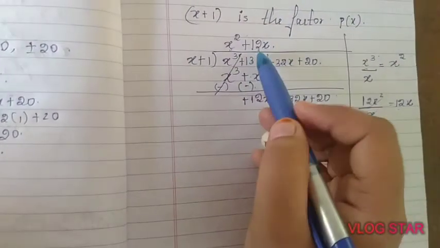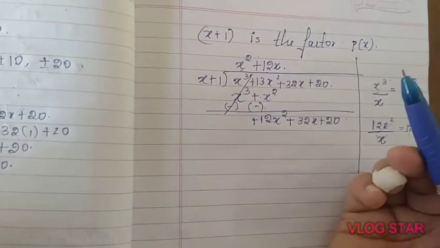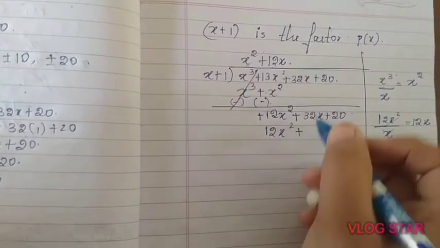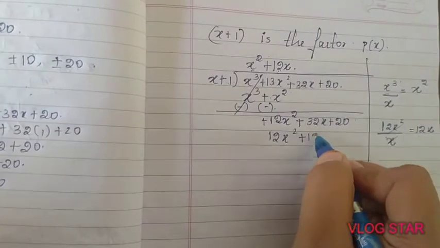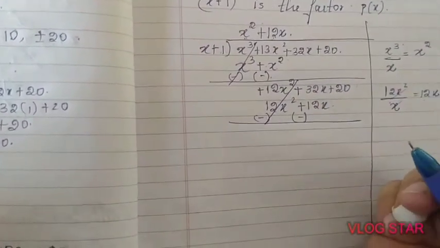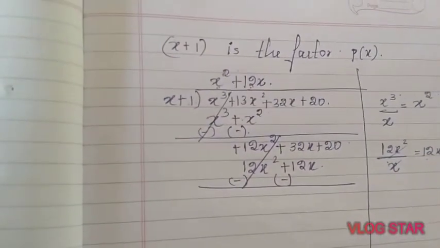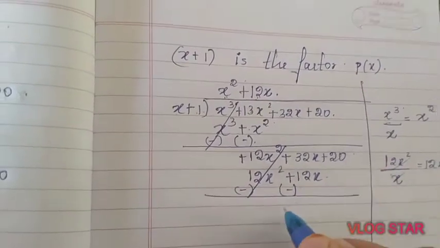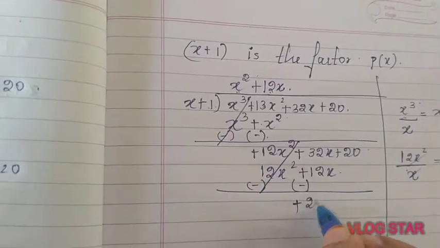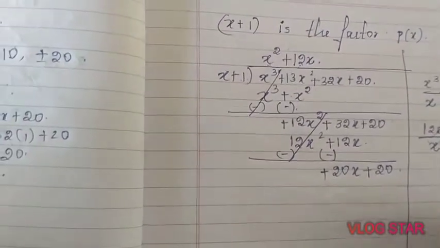Okay. So now second term of the quotient multiplied by the first and second term of the divisor. So 12x into x is nothing but 12x square, and 12x into 1 is nothing but 12x, right? So now you have to change the sign, cancel this term, and what you are going to get over here, you can see 32 is the bigger number here, right? So I am going to keep here plus sign. 32 minus 12 is nothing but 20. So 20x plus 20.